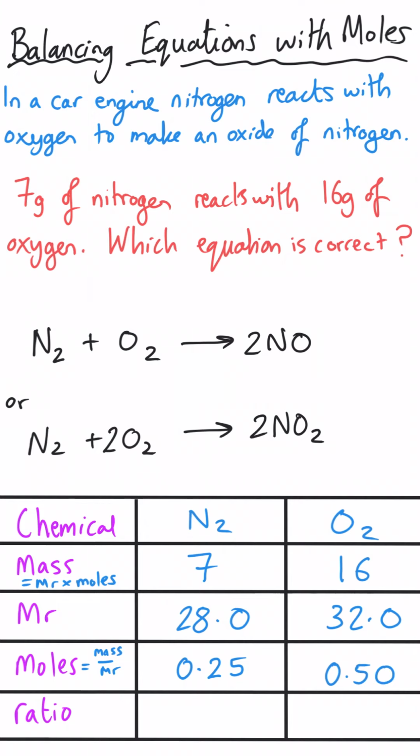And then the ratio, we can do it by inspection on this occasion, but what we need to do is divide both of our moles by the smallest value. So on this occasion, the smallest value is 0.25. So 0.25 divided by itself is 1, 0.5 divided by 0.25 is 2. So that means that the ratio of nitrogen to oxygen is 1 to 2, which means that the second equation is the correct one, because that has the nitrogen reacting with the oxygen in a 1 to 2 ratio. Remember, if we don't have any numbers in a balanced equation, that means it is a 1.